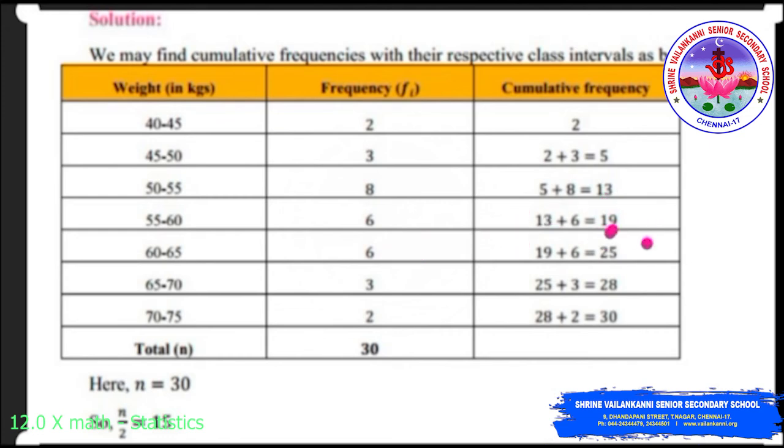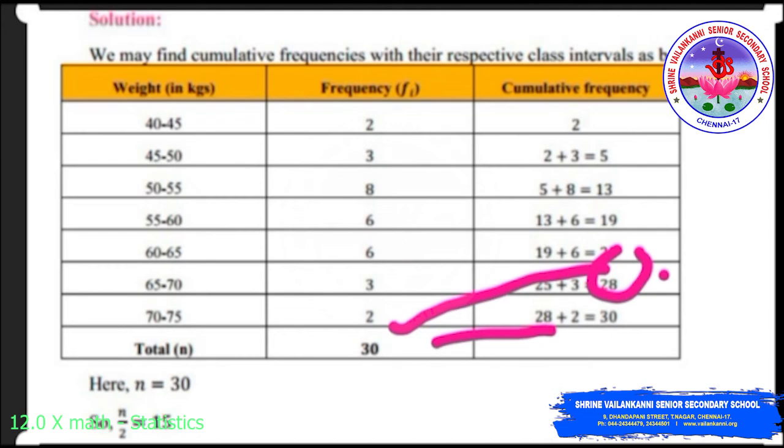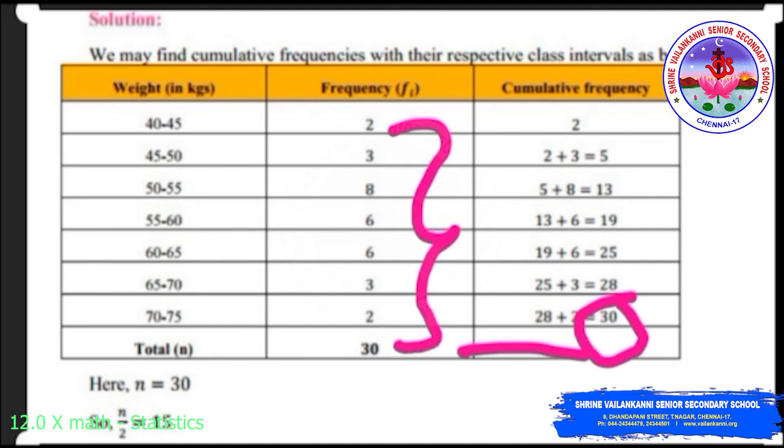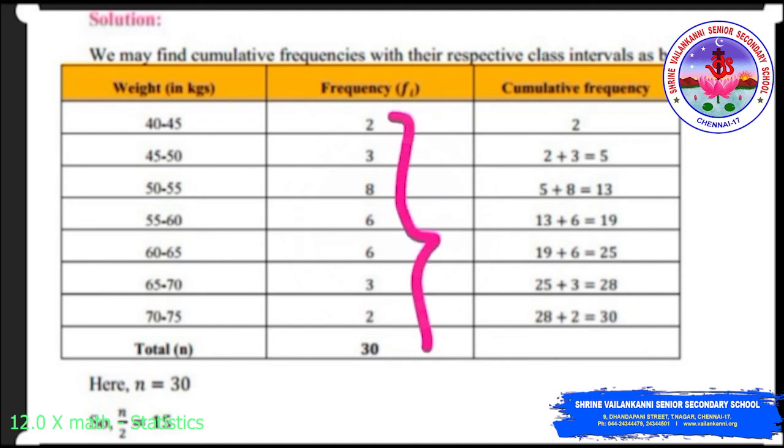The next value will be adding 25 with 3, equivalent to 28. The seventh value is 28 plus 2. I will be getting 30. The last number, 30, denotes the sum of the frequency values in the table. The sum of the frequency is denoted as n. So n we got as 30, and we are going to divide n by 2, which is 30 by 2, which is 15.